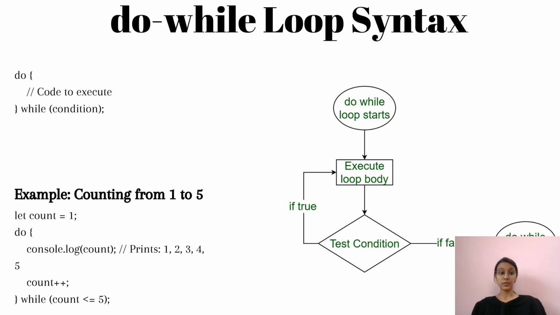Do while loop syntax. Here is the syntax of the do while loop, and this is the flowchart of the do while loop. You can see an example: let count equals 1. We are initializing the variable count, then console.log(count) prints. This statement prints 1 2 3 4 as output, and then the increment occurs. After that, the condition is checked. The output will be 1 2 3 and 4.